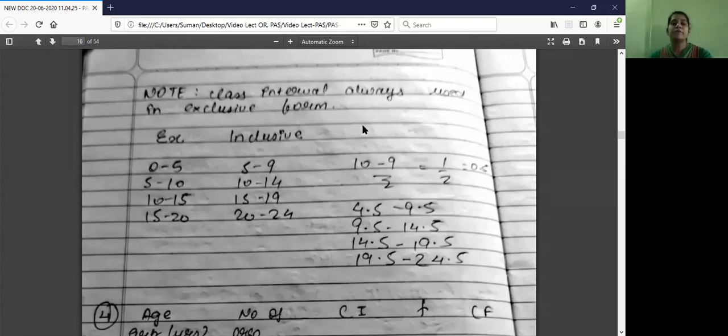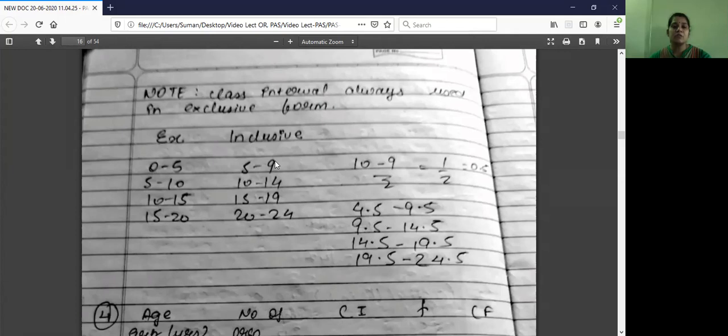Okay, the next one is an important note. We have two types of class interval format: exclusive form and inclusive form. Got it? So what is the exclusive form? The format of the interval is 0 to 5, 5 to 10, 10 to 15, 15 to 20. That means the upper limit of the first interval is the lower limit of the next interval. See here, this value is 5, so the next interval starts from 5.